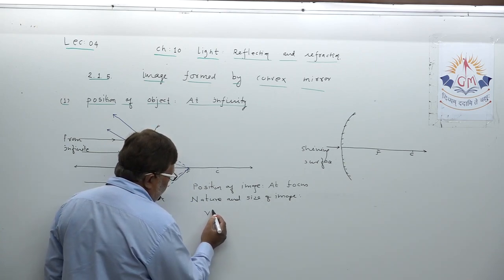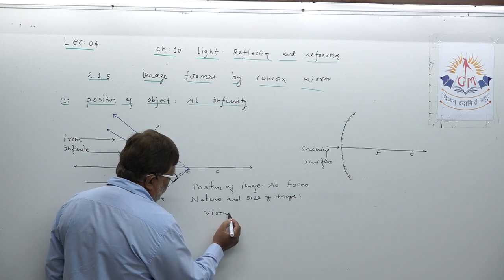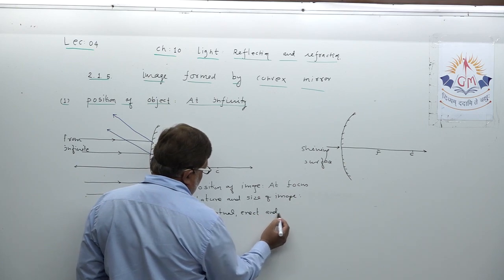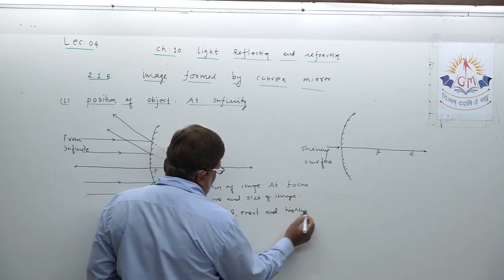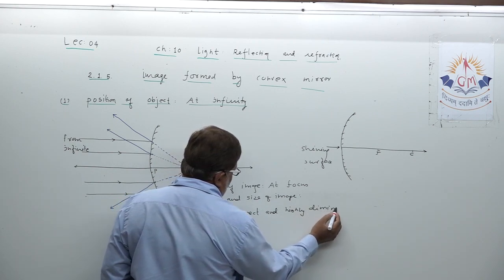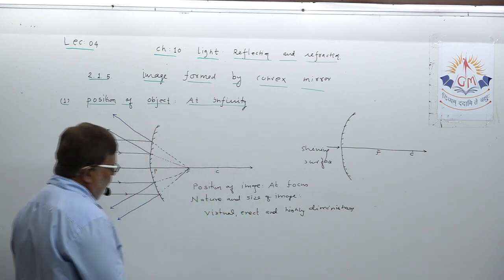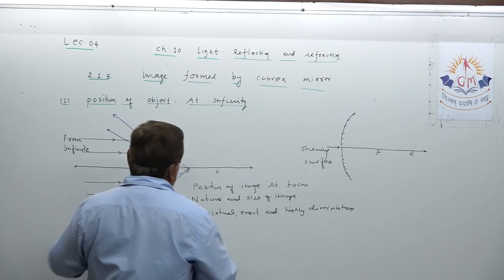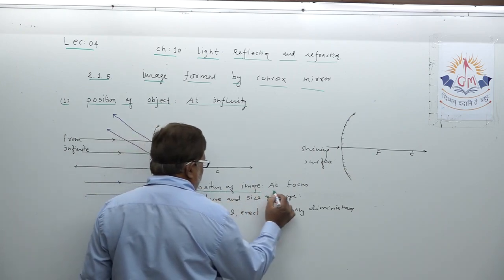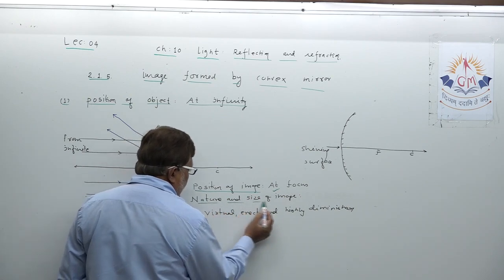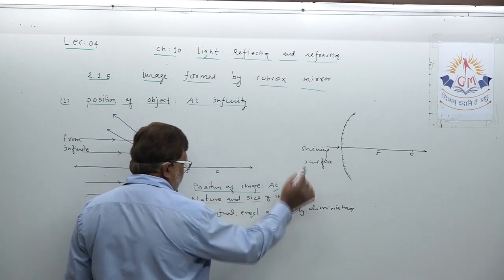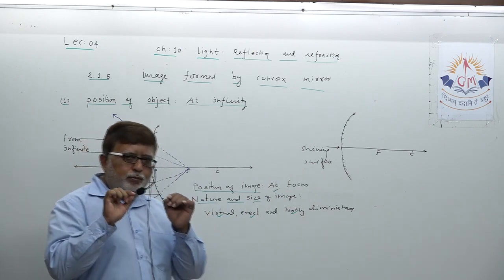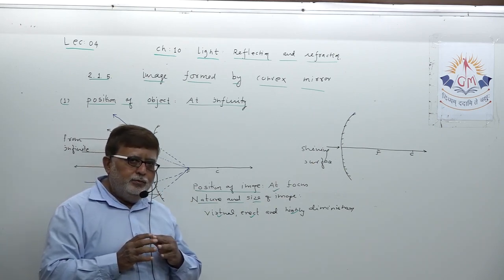What is the nature and size of the image? Virtual, erect and highly diminished image we can obtain. Okay. So this is, dear student, the first type, where the object is positioned at infinity, the position of the image will be at focus, and the nature and size of the image will be virtual, erect and highly diminished, that means completely diminished. A point-like image can be obtained.